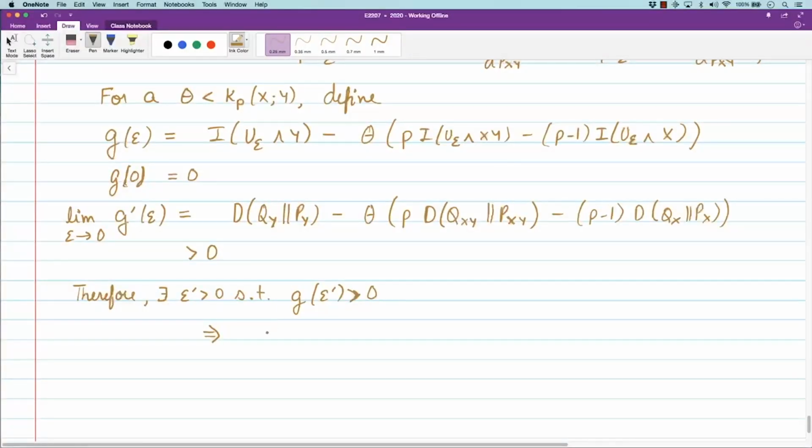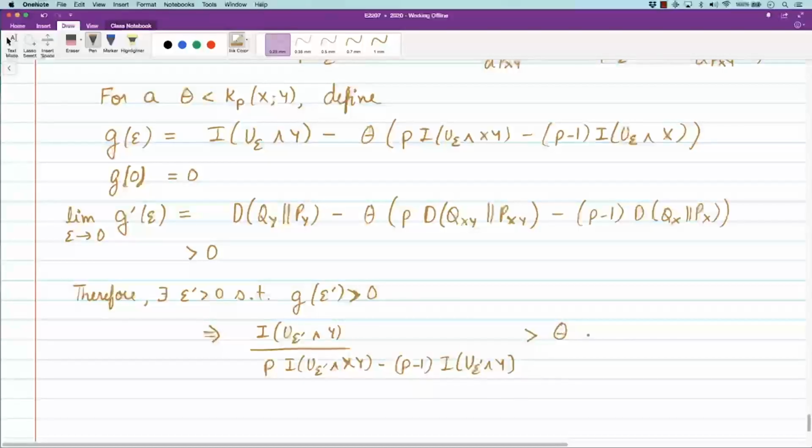What does it mean to have this greater than 0? Which means this I of u epsilon prime y, divided by I of u epsilon prime x, minus p minus 1, is greater than theta.